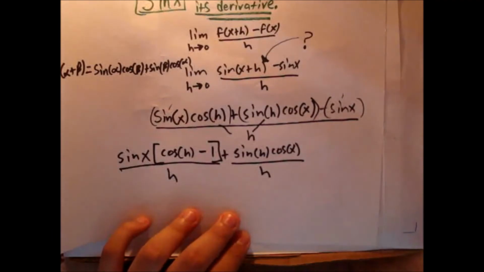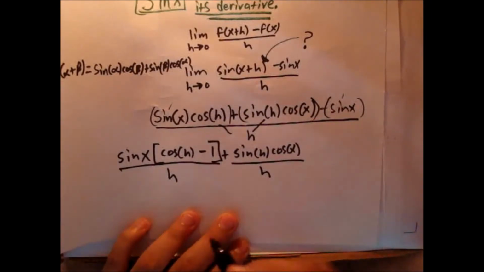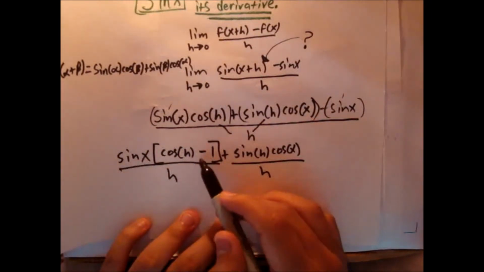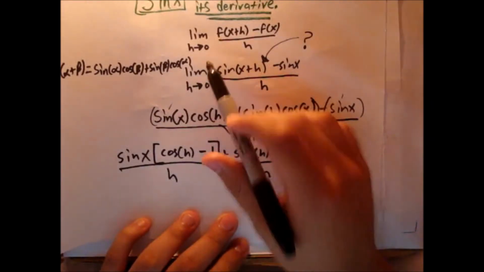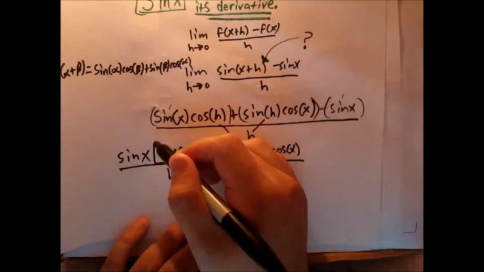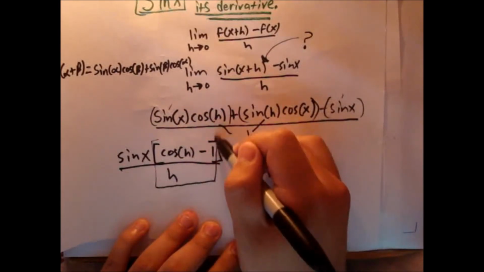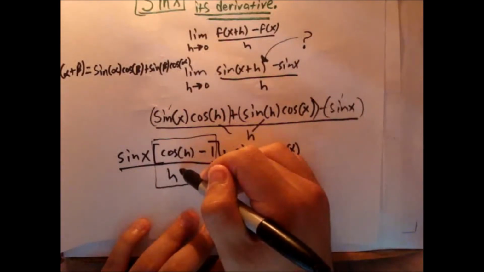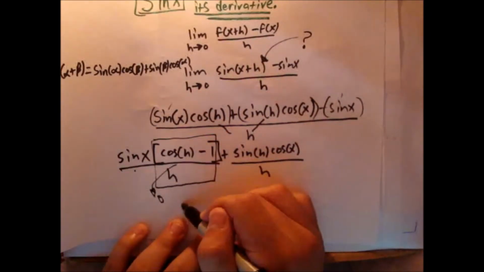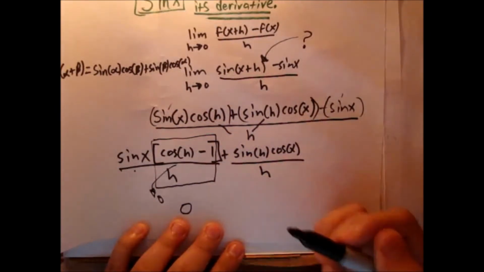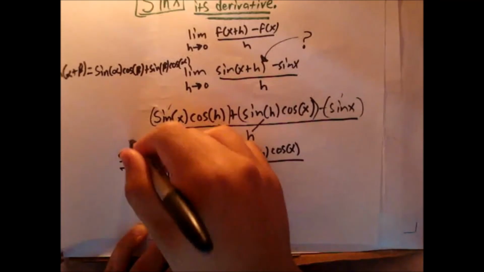Okay, now we're going to use some very useful limit rules that we should know. In this case, cosine of any variable minus 1, divided by that variable, as that variable approaches 0, always equals 0. So by applying the limit definition right there, this will turn to 0. 0 times sine of x is always going to be 0, whatever sine of x is. So we can forget about this term completely.